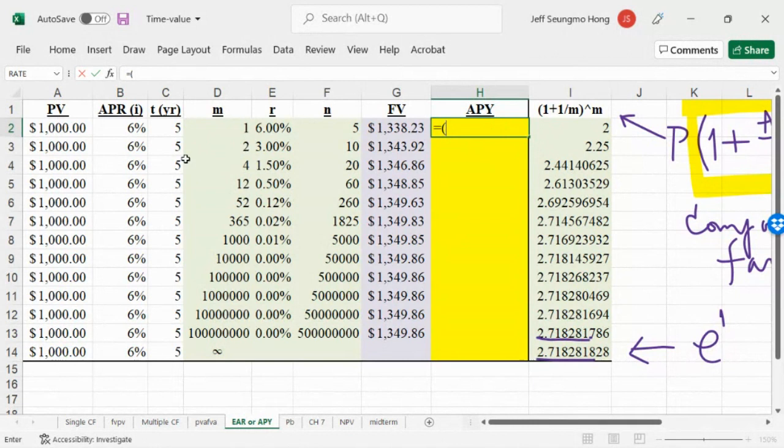So how do we find that? Just like what we did here: 1 plus APR divided by M, which gives you the result of the division, and then you raise it to M. And then minus 1, I'm sorry, then minus 1.